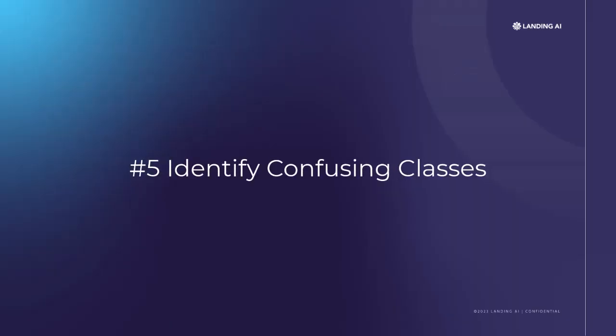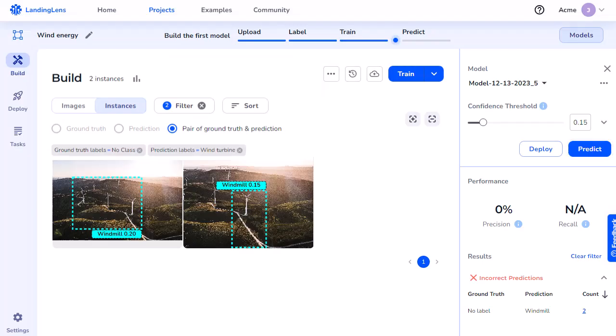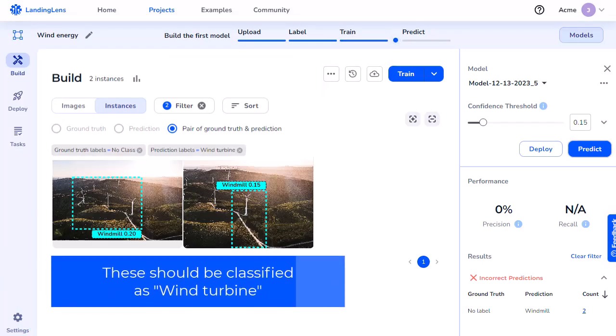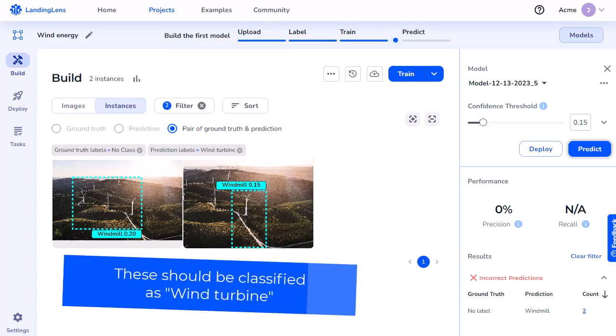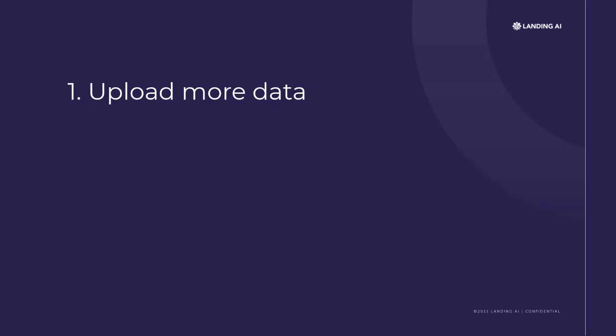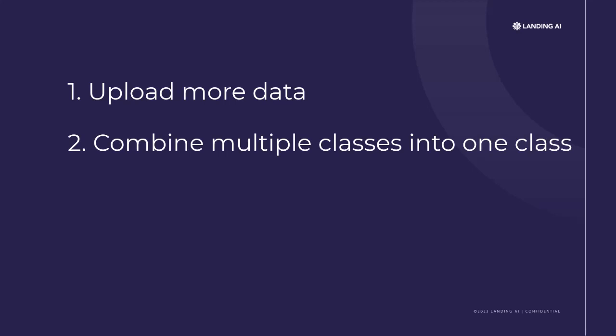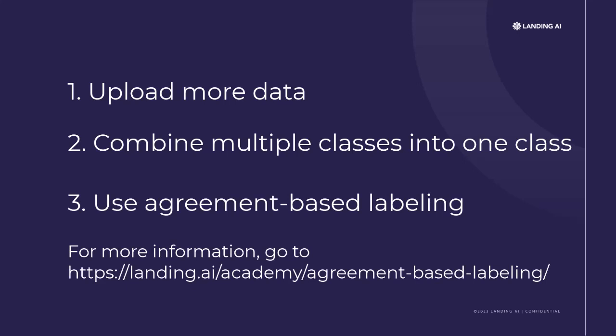Review incorrect predictions to see if your model may be having trouble distinguishing between certain classes. You can add clarity by doing one of the following: upload more data, or combine multiple classes into one. This method requires you to relabel your images, or use agreement-based labeling to allow multiple users to label the same set of images to analyze the consistency of their labels.